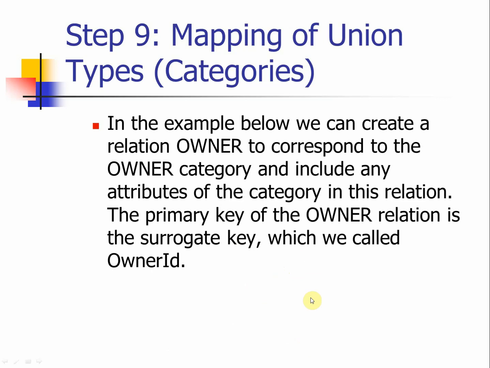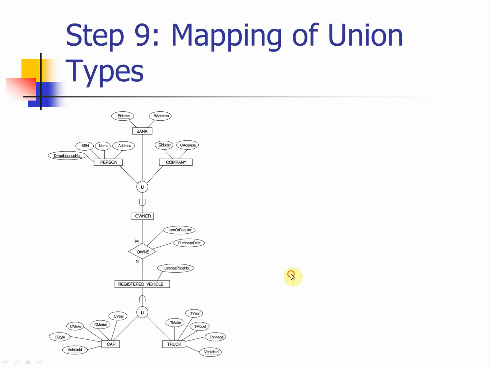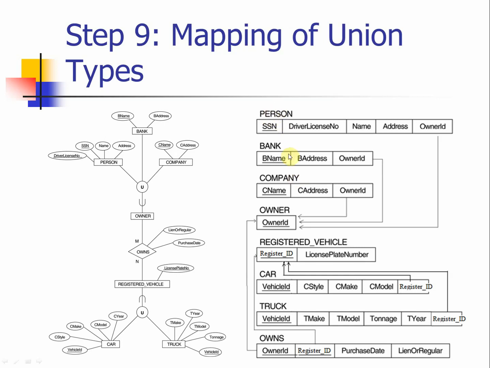So let's take a look at the operations that I have provided over here, and this is the description of what I have just mentioned. Based on this one, you will see for the person, bank, and company goes to the owner. This is something that we already see. For the registered vehicle, you can see that for a car and a truck, they have register ID over here links back to the registered vehicle, which represents another union conversion.